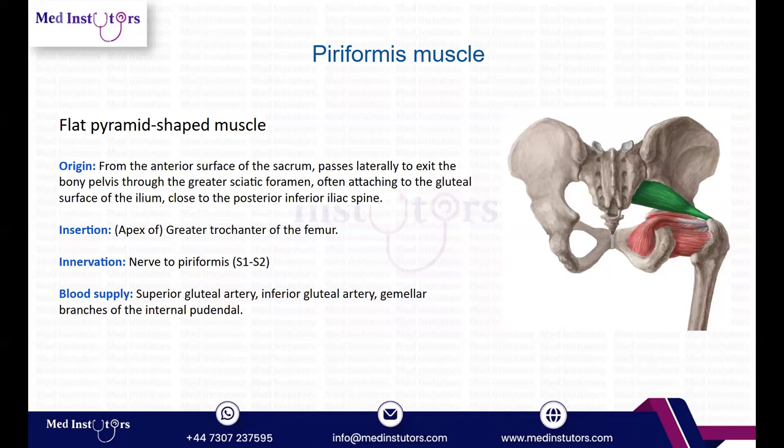So one thing here, why is this muscle high yield? Since it is passing through greater sciatic foramen, when we talk about the contents of greater sciatic foramen, we have to relate those contents with the course of this muscle. Am I clear?